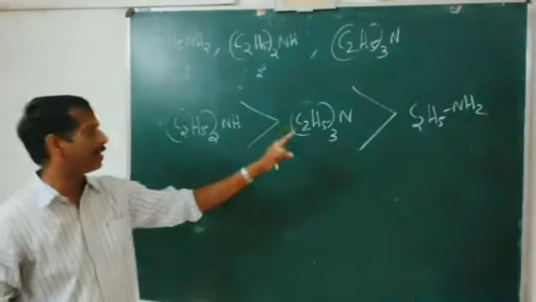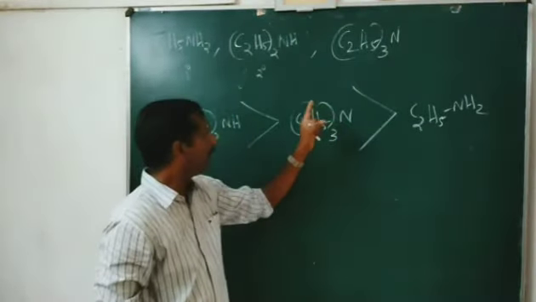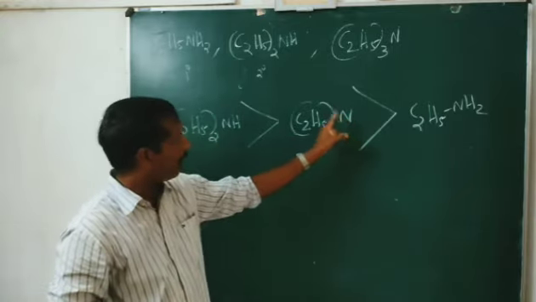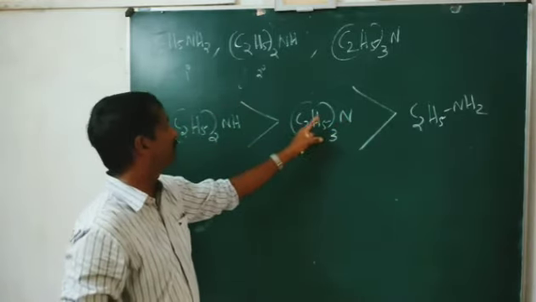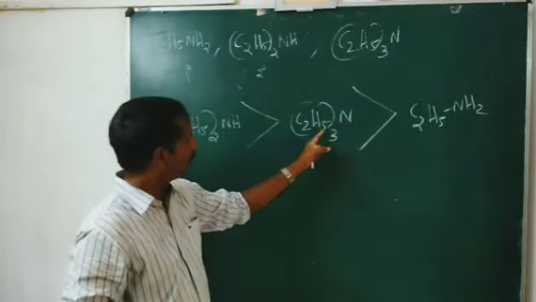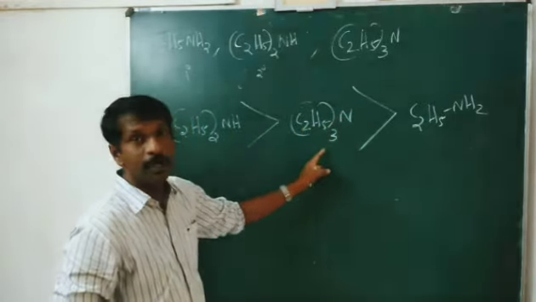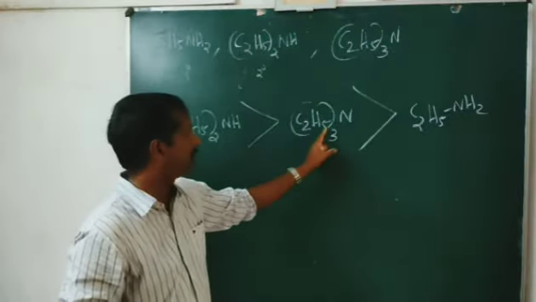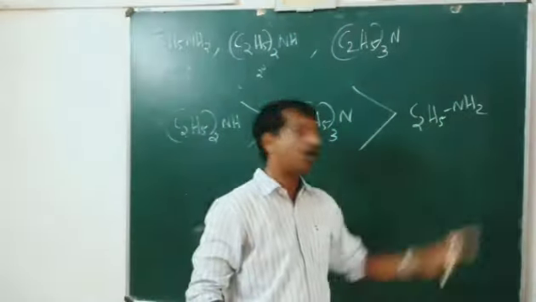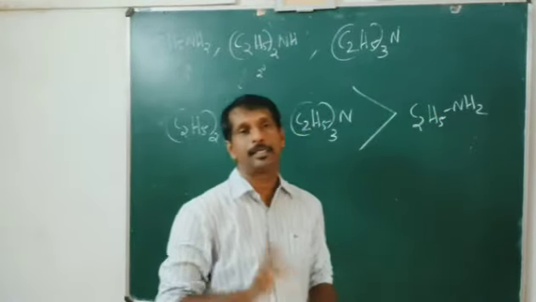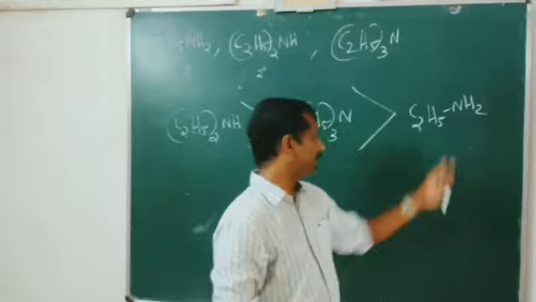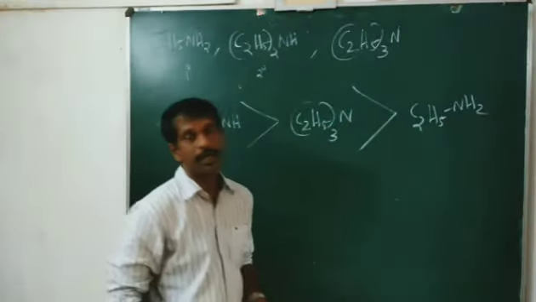The reason is that when you compare this one, the plus I effect outweighs the steric factor. That's why it is coming in the second position. And here there is only one C2H5, so the plus I effect is very less, so it is coming in the third position, least basic.